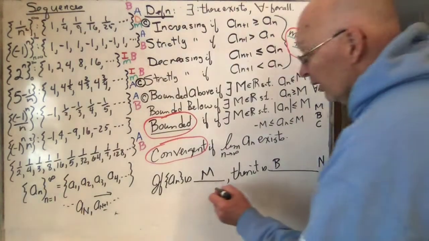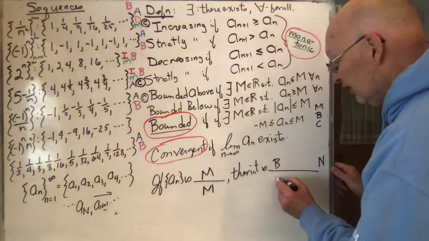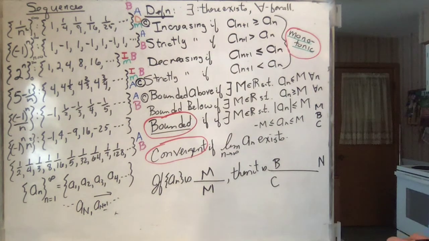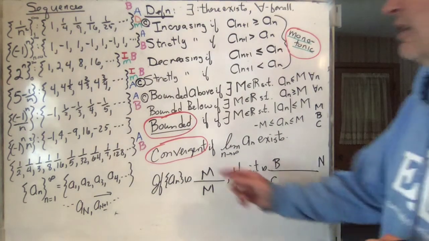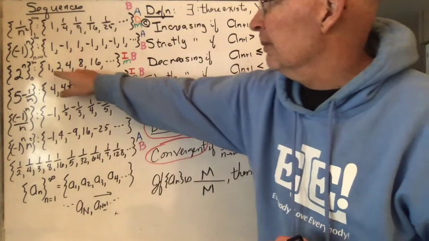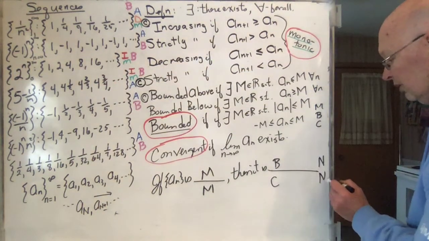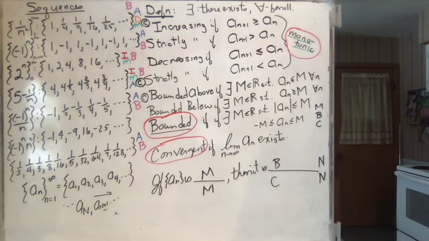Let's do the next one. If it is monotonic, then is it convergent? Just because something is monotonic, is it convergent? No. This same one applies here again, right? It's monotonic, but it doesn't converge. So the answer is no. Okay? Try to keep up with me.